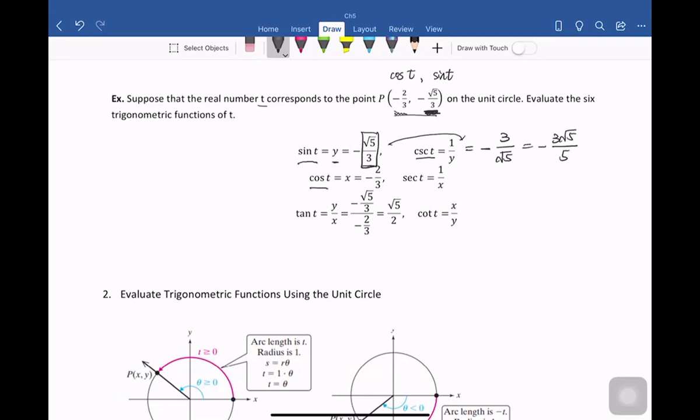And cosine t, that's the x value. So that's negative 2 over 3. And the secant t is 1 over x, that's negative 3 over 2. Tangent equals y over x, use the y's value divided by the x value, and we have square root of 5 over 2. And cotangent t, that's a reciprocal of this. So 2 goes to the top, and the square root of 5 is in the denominator. We have 2 times square root of 5 over 5.